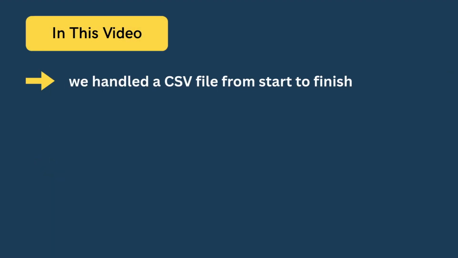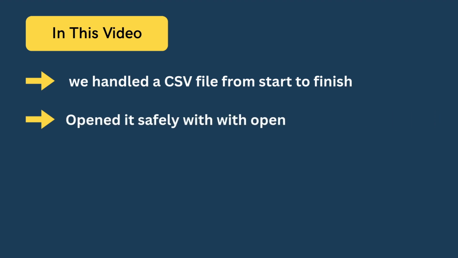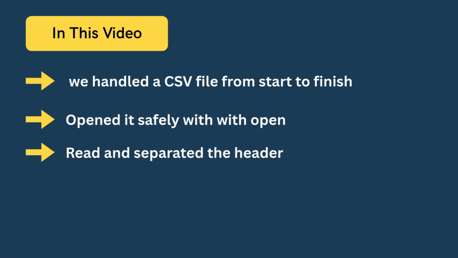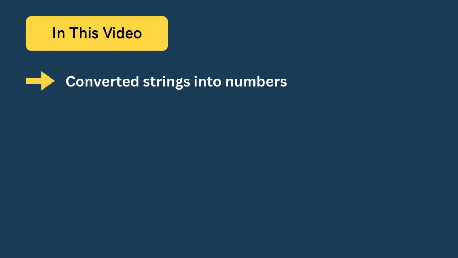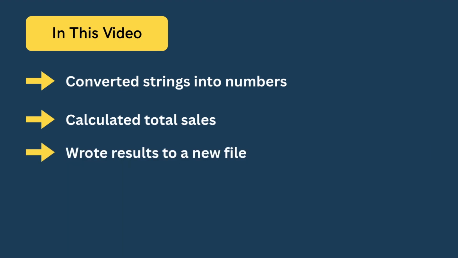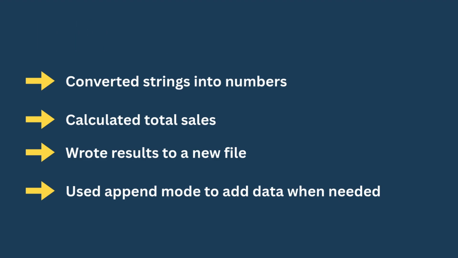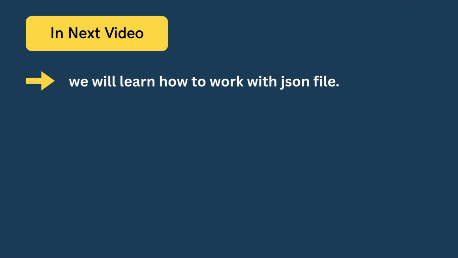In this video, we handled a CSV file from start to finish using Python. We treated the file as text, then step by step opened it safely with open, read and separated the header, split rows into values, cleaned and validated the data, converted strings into numbers, calculated total sales, wrote results to a new file, and used append mode to add data when needed. In the next video, we will learn how to work with JSON files.